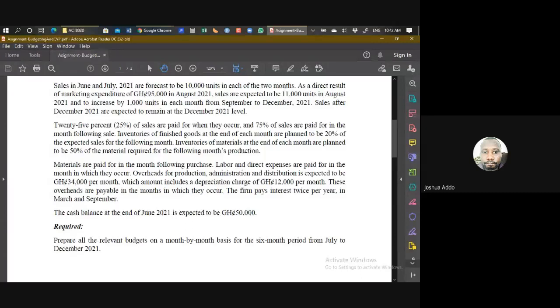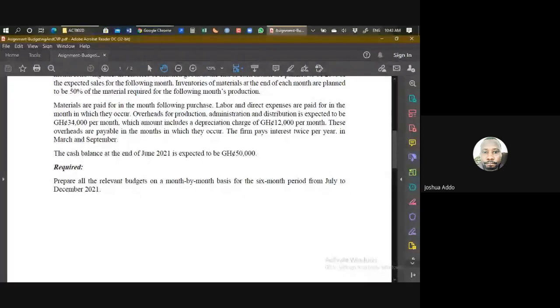Inventories of finished goods at the end of each month are planned to be 20% of the expected sales for the following month. Inventories of materials at the end of each month are planned to be 50% of the material required for the following month's production. Materials are paid for in the month following purchase. Labor and direct expenses are paid for in the month in which they occur.